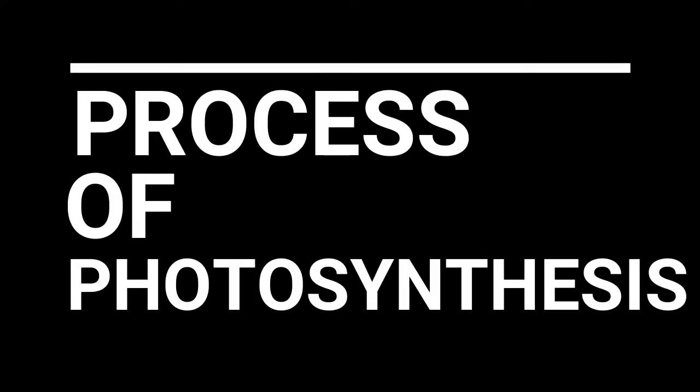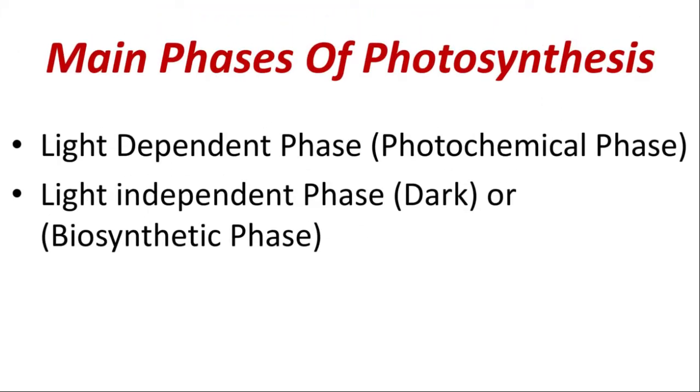So we begin with our topic, process of photosynthesis. Photosynthesis is a process which converts light energy to chemical energy. Green plants trap light energy of the sun and change it into chemical energy which is trapped in the form of carbohydrates. The process of photosynthesis involves two phases: light dependent phase and light independent phase. Light dependent phase can also be called the photochemical phase, and light independent phase is called the dark phase.